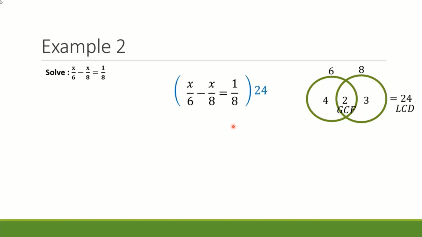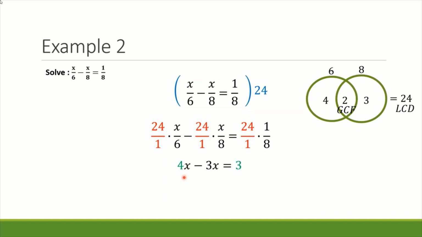So let's multiply everything by 24. Now first it's going to look really complicated because we're going to multiply each term by 24 over 1. Now when you do that, things cancel out. 6 will cancel out with 24, leaving you with 4. 8 cancels out with the 24, leaving you with 3. So you have 4x minus 3x equals 3. 4x minus 3x is just x. So your final answer is x equals 3.